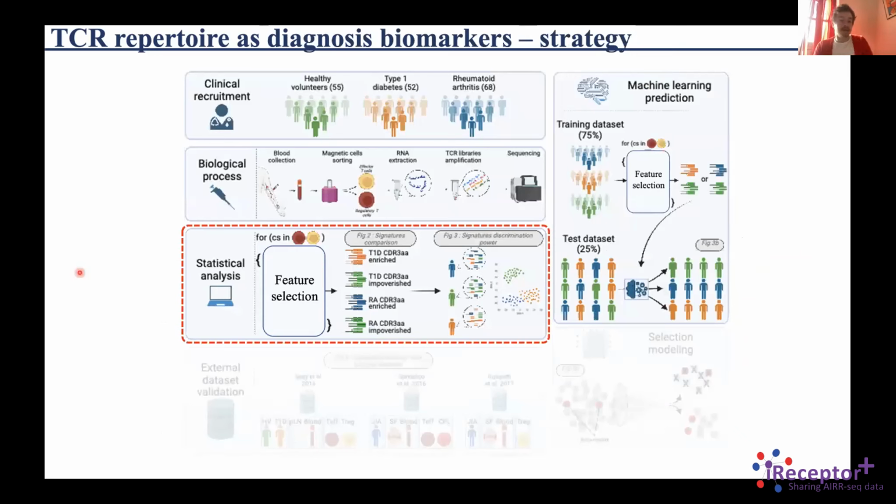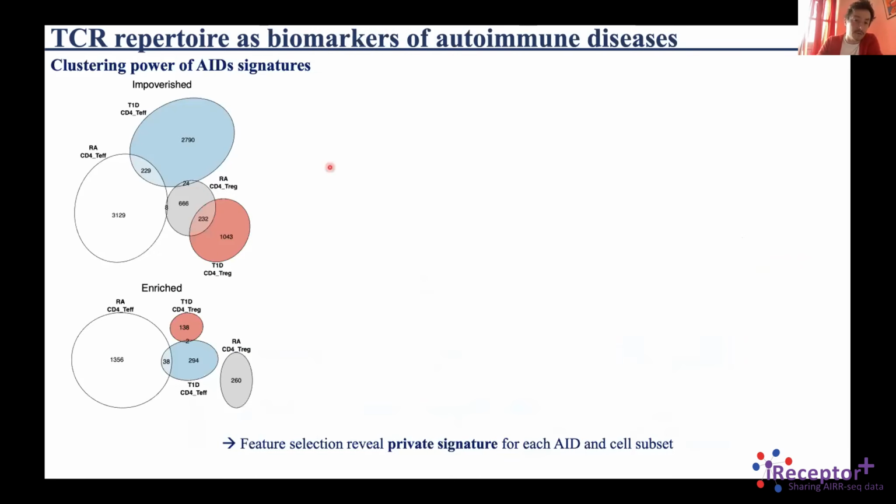The second part is to compare this signature. So here we focus only on the autoimmune disease, and we will create the final signature with the full dataset by group. And we obtain again the enriched and the impoverished signature, and we will compare the sharing between them. So here on the top of this Venn diagram, you have the impoverished signature and the enriched signature. Overall, we observe that we don't have a high sharing between them.